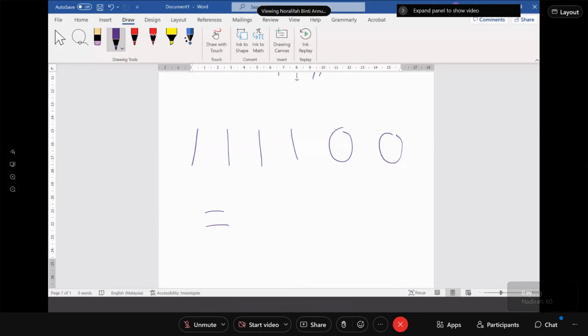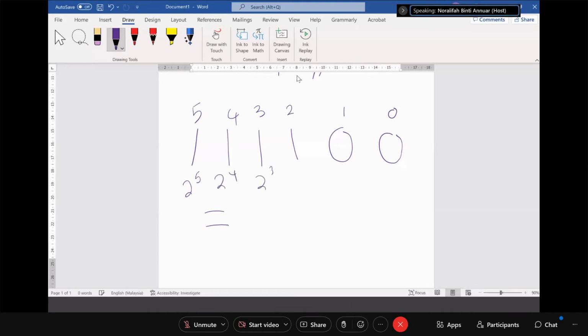60, Dayang. 60 is what? How do you get 60? See, first you must know the position of this digit. Start with 0, 1, 2, 3, 4, and 5, right? Meaning to say it's base 2 to the power of 5, to the power of 4, to the power of 3, to the power of 2.